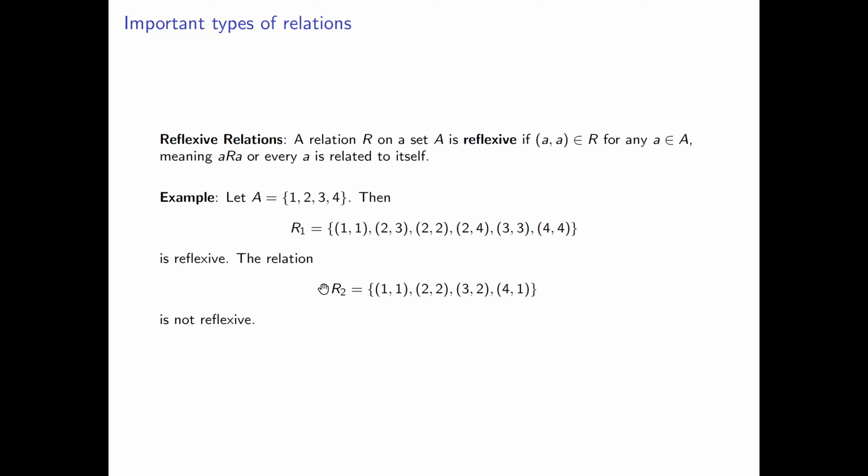However, if I consider this other relation, which I'll call R2, this is not reflexive. In particular, the ordered pairs (3, 3) and (4, 4) are not in this relation. So if we're talking about the relation R2, then 3 is not related to itself and 4 is not related to itself, and therefore this is not reflexive.